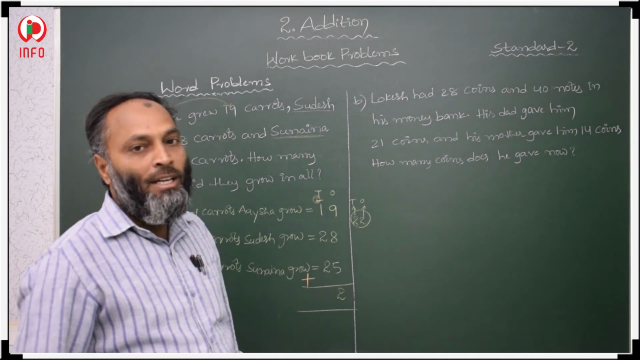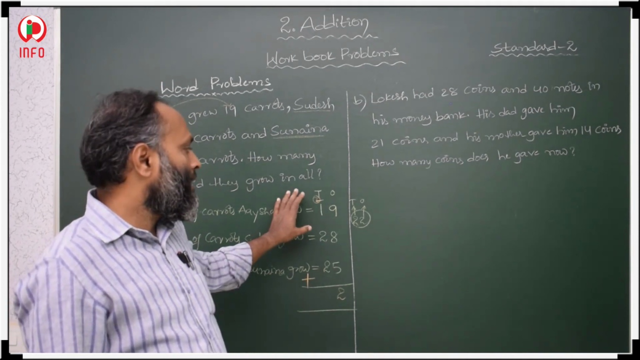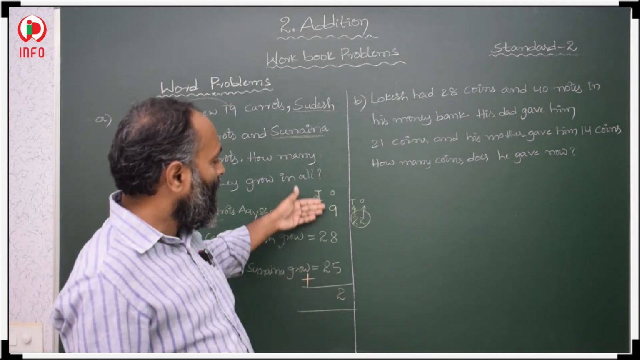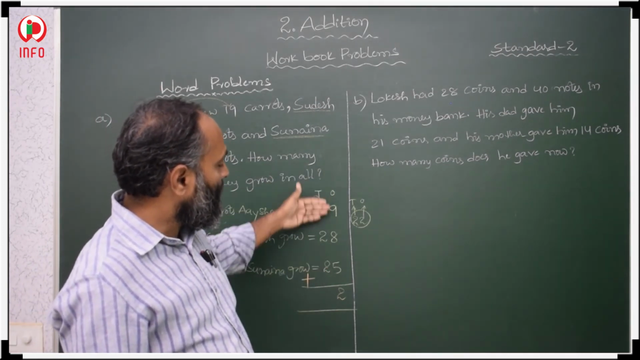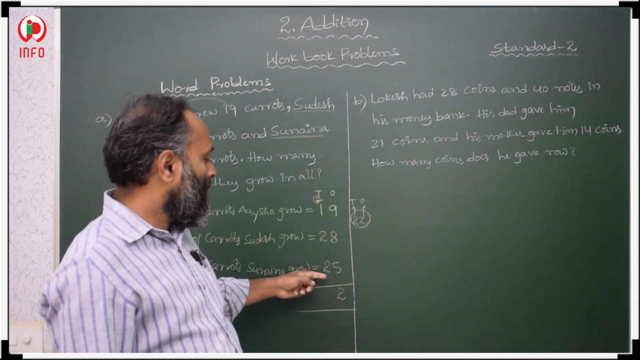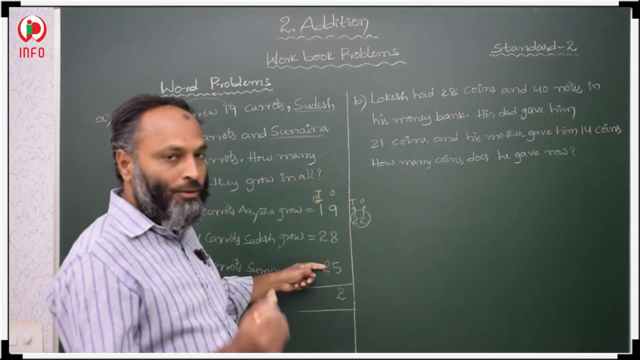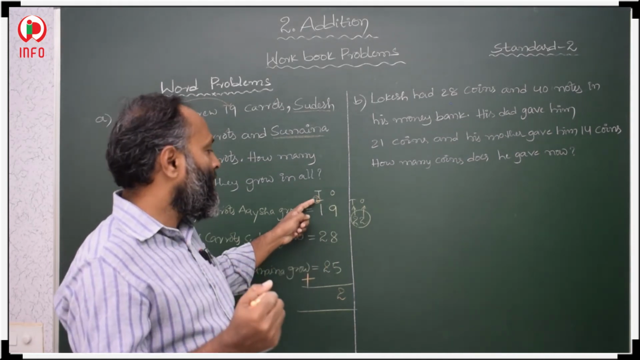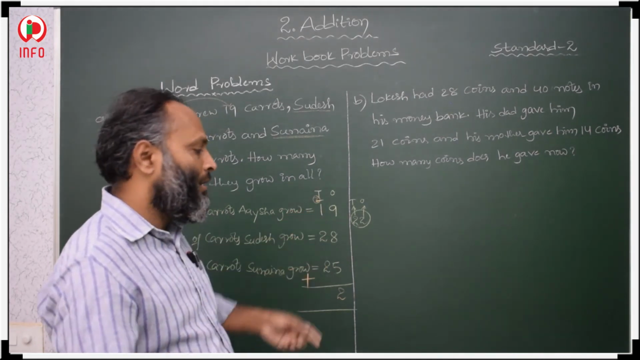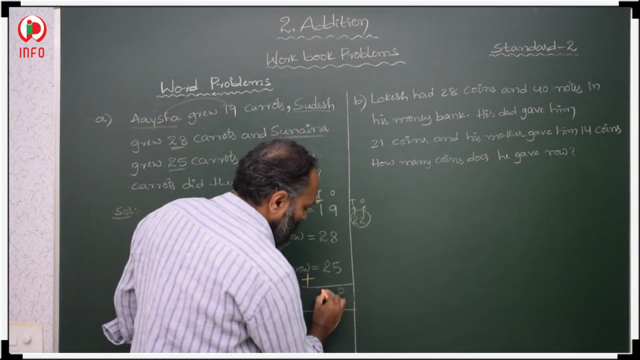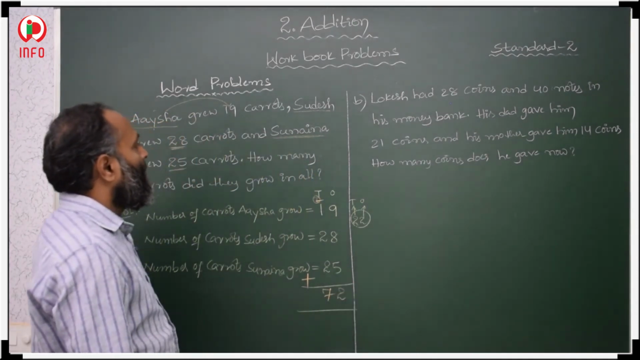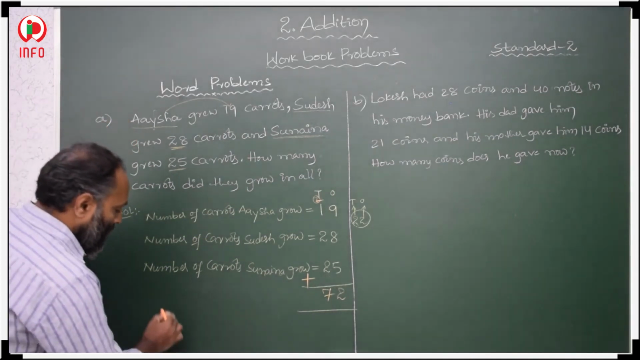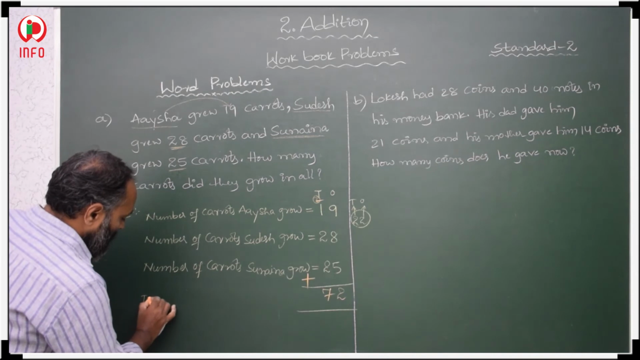If the order of the addends changes, then what happens? Nothing will happen to the sum. So it is your wish, if you want to add from top to bottom or bottom to top. Now 2 plus 2, 2, 3, 4. 4 plus 1, 5. 5 plus 2, 6, 7. Answer is 7. Then total how many carrots all the 3 grow? 72. Here step: total number of carrots.